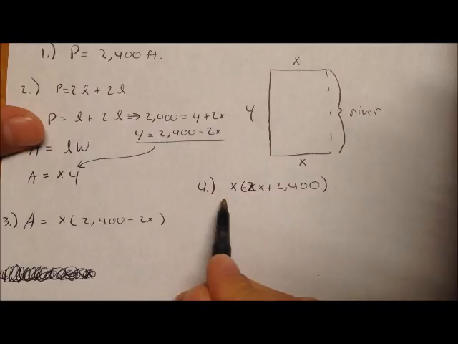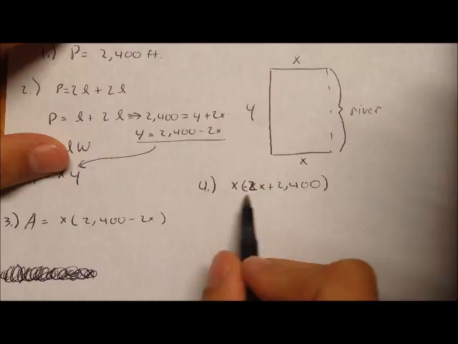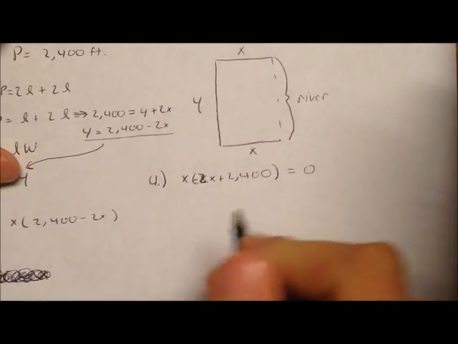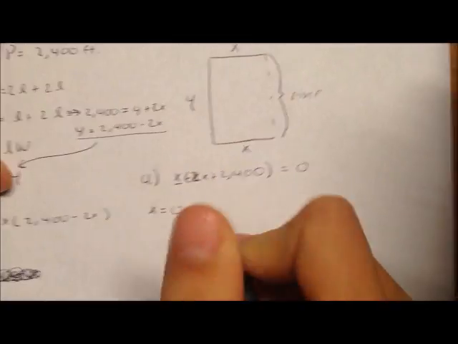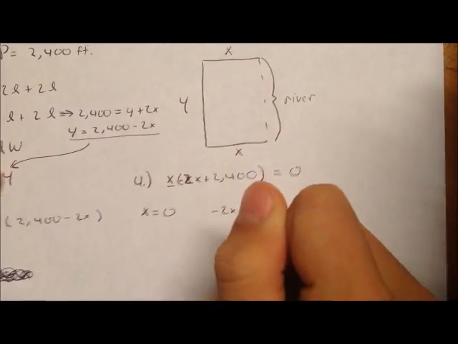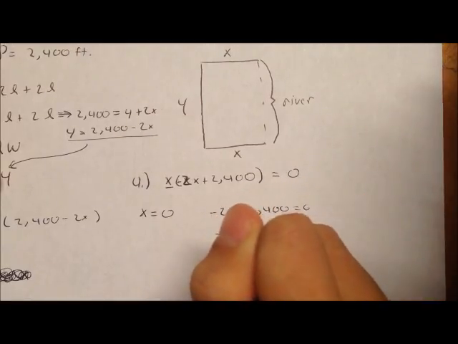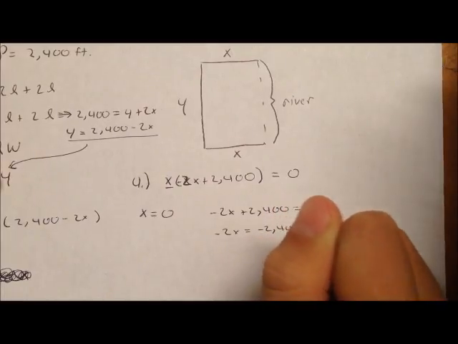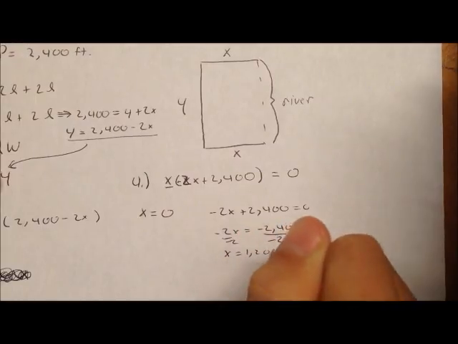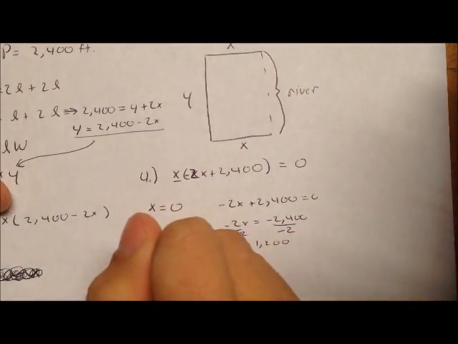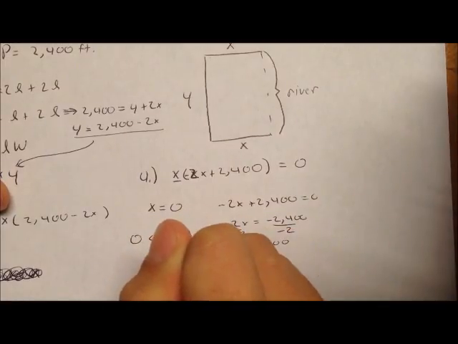Now we are doing the fourth step of optimization, which is finding the domain of the problem. And to do that, we take our equation and we set it equal to 0. So we know that x will come out, and so 0 is one of the answers, and then we solve for x here. So we know our domain is anywhere between 0 and 1,200.